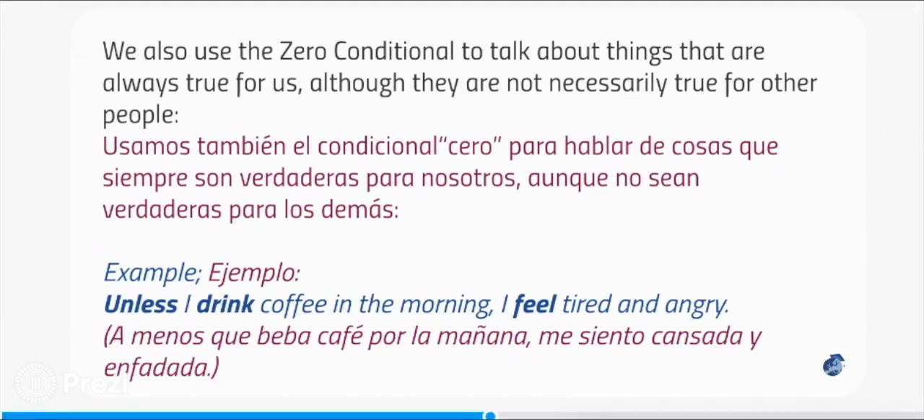We also use the zero conditional to talk about things that are always true for us, although they are not necessarily true for other people. Example: unless I drink coffee in the morning, I feel tired and angry.